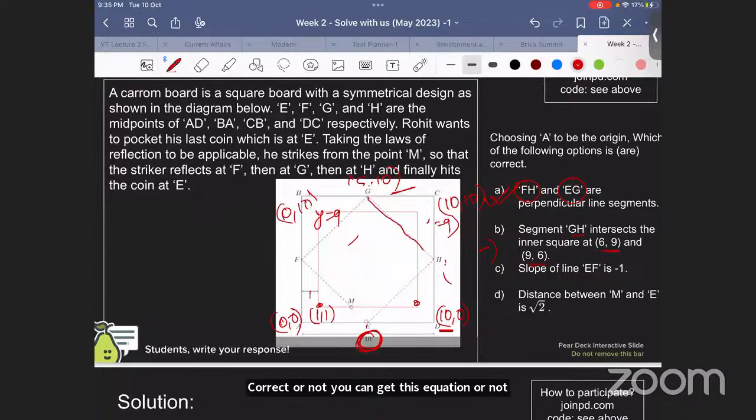You have this equation. How can you get this equation? Because you have these 2 points, right? If 2 points are lying on the straight line, you will get the equation of the line, right? Correct or not?